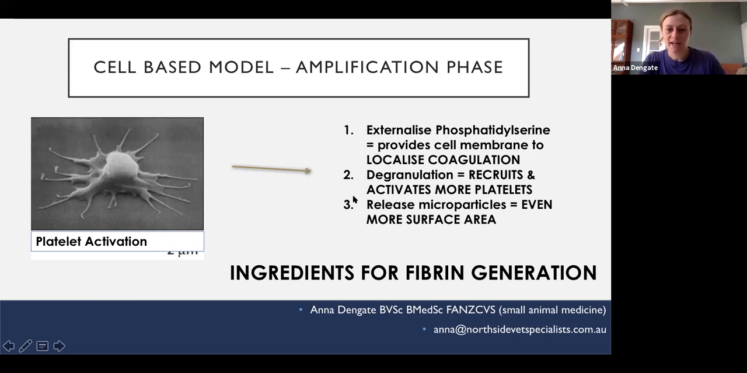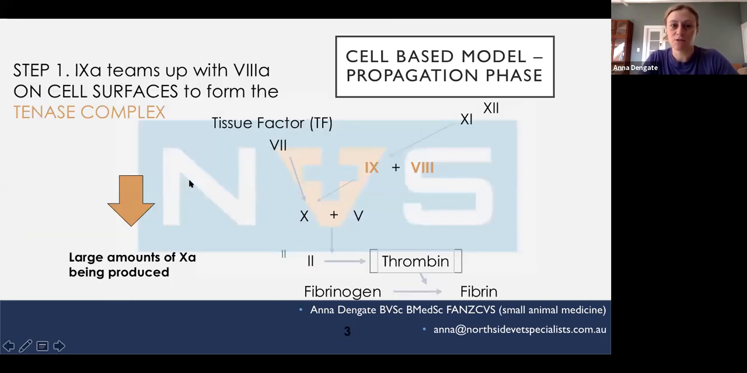So you can see in this amplification phase, we've activated platelets and all of the knock-on effects of that. We've got small amounts of fibrin being produced, and we've got all of these other clotting factors primed and ready to go, which brings us to the propagation phase, where step 1 is that these clotting factors team up and form a factory. So we've got 9 and 8, 8 and 9. It's probably easier to remember if you do it in order. Factors 8 and 9 form this factory called the 10Ase complex.